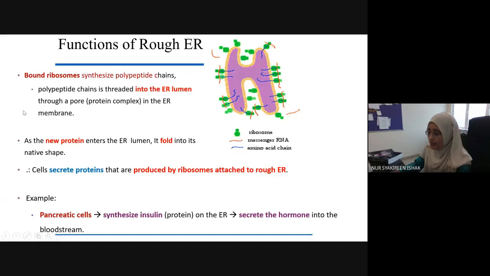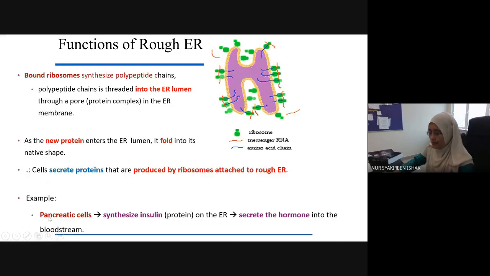Okay. So as the new protein enters into the lumen, okay, it is folded into a specific shape, okay, native shape, it means that into specific shape, okay, and then therefore the cells secrete proteins that are produced by ribosome attached to the rough ER, okay. Rough ER is basically to produce protein to be secreted out of the cell because they are packaged, okay, into transport vesicle that will later fuse with the plasma membrane, okay.